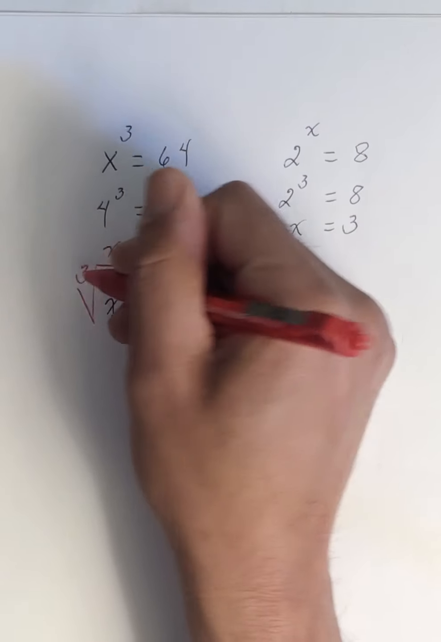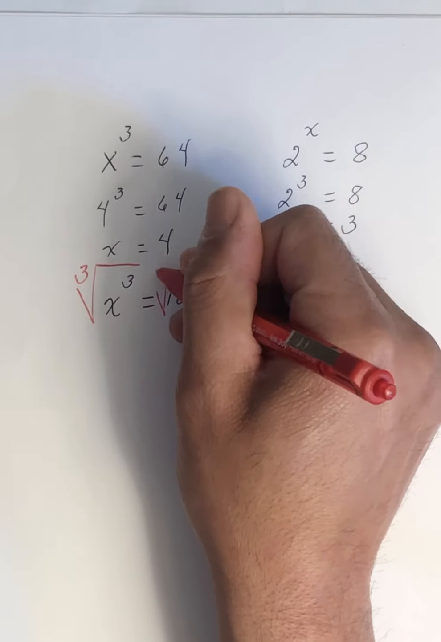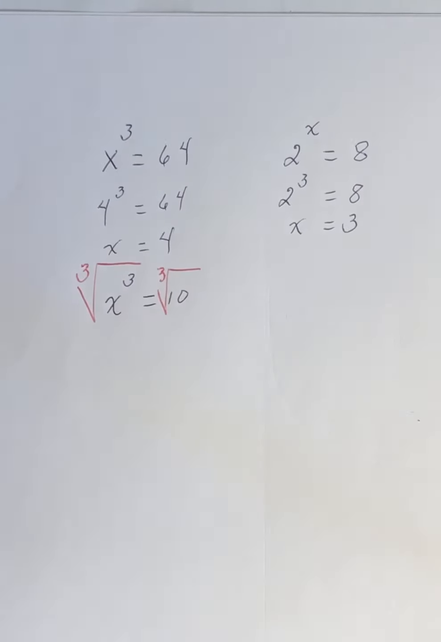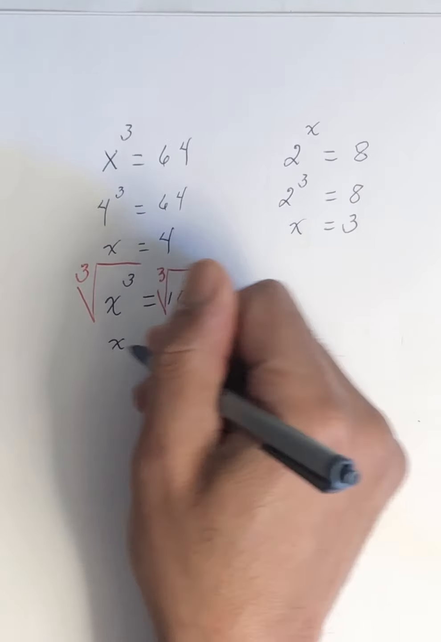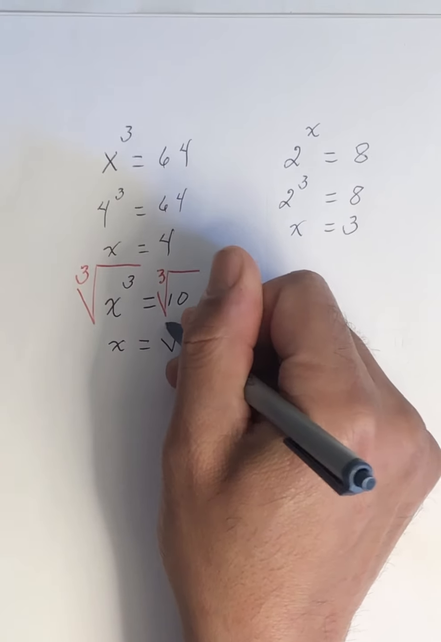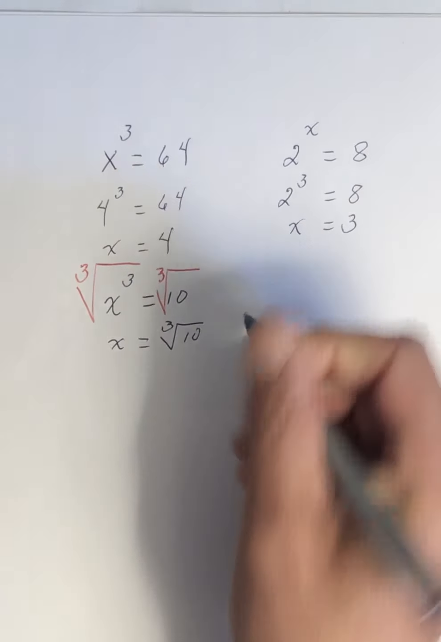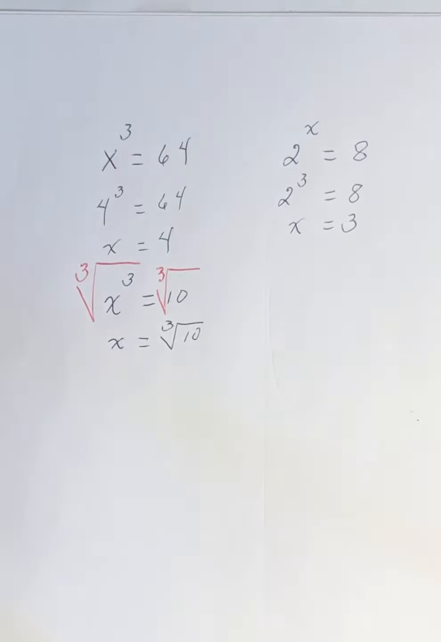Now, the cube root function is the inverse function of x cubed. So the cube root of x cubed is just x, and I'll know x is the cube root of 10. So in order to isolate the x, I needed the inverse function for a cubic.